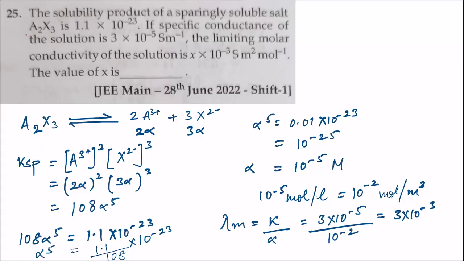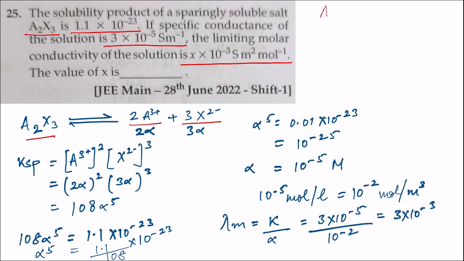The solubility product of a sparingly soluble salt A2X3 is 1.1 into 10 to the power minus 23. If the specific conductance of the solution is 3 into 10 to the power minus 5 per ohm per meter, the limiting molar conductivity of the solution is x into 10 to the power minus 3 per ohm meter square per mole. The value of x is? Now A2X3 will dissociate to give 2 moles of A3+ ion and 3 moles of X2- ion. How to decide the charge on A and X?